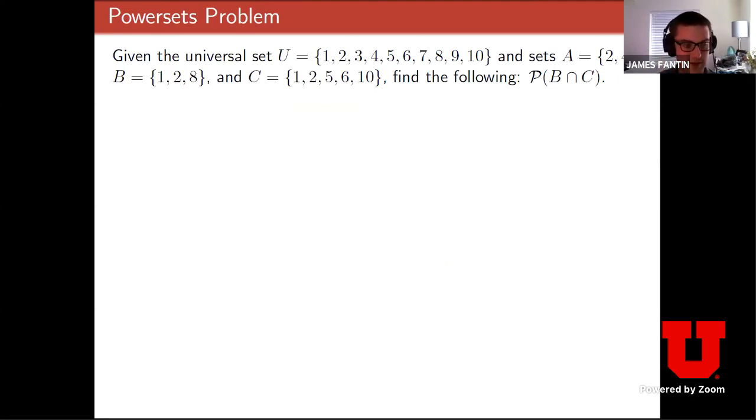So here we've got a problem dealing with power sets. We defined what our universal set is, and then we have sets. We're not going to use set A in this problem, so I'll just scratch that out. Sets B and C, and we want to find the power set of B intersect C.